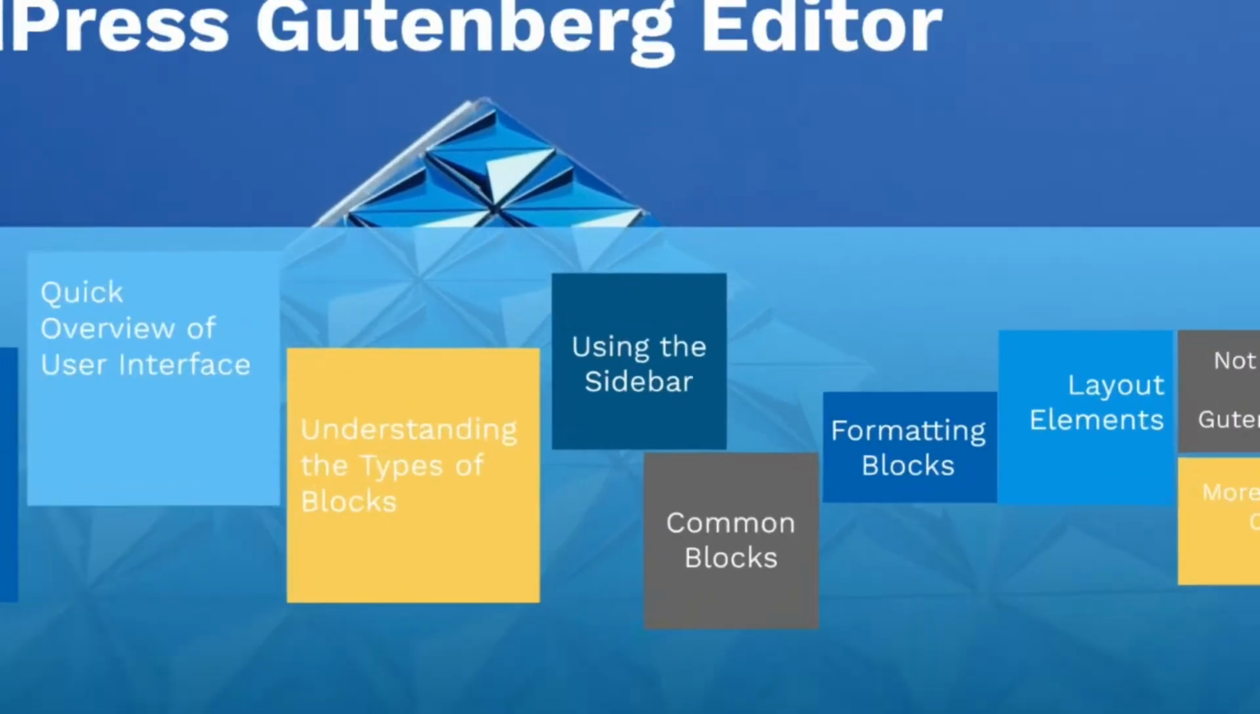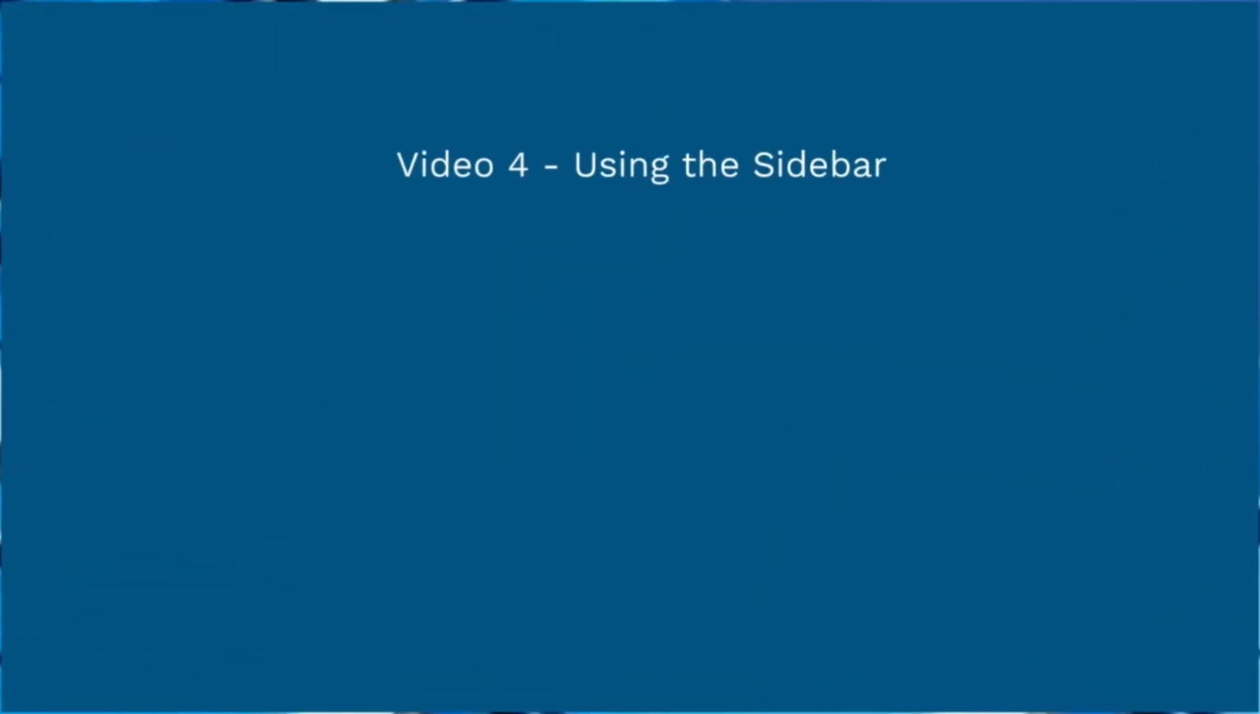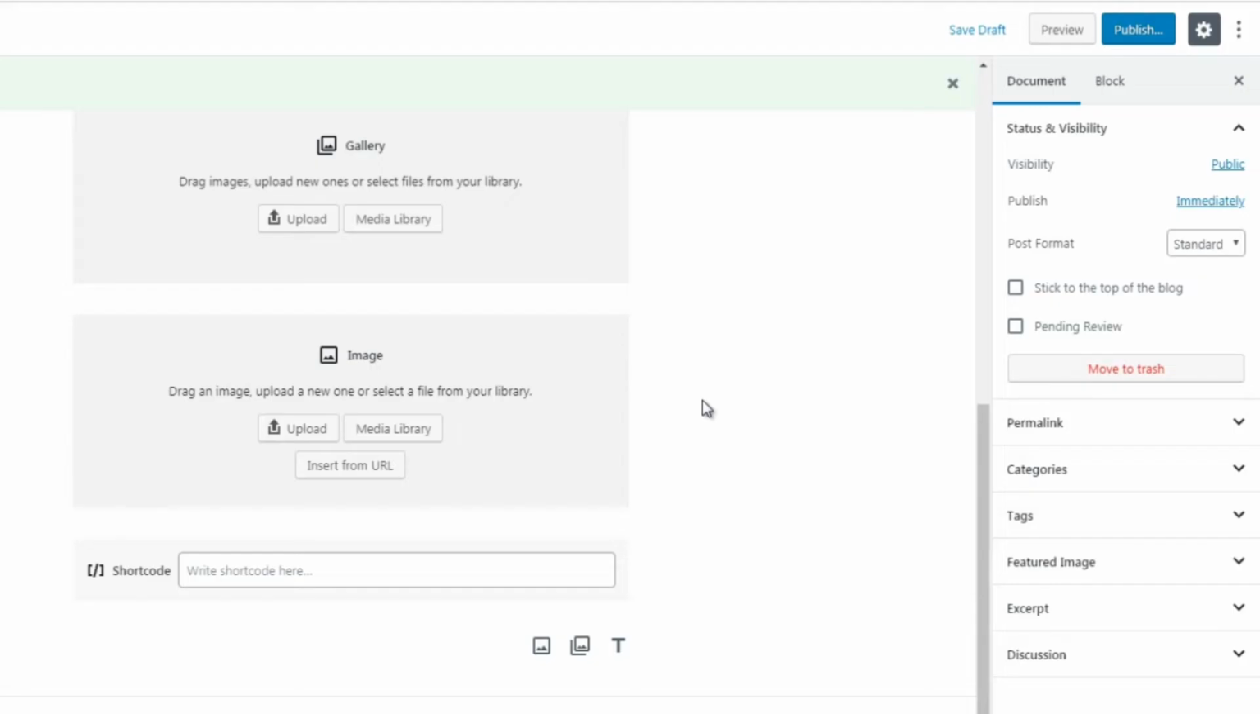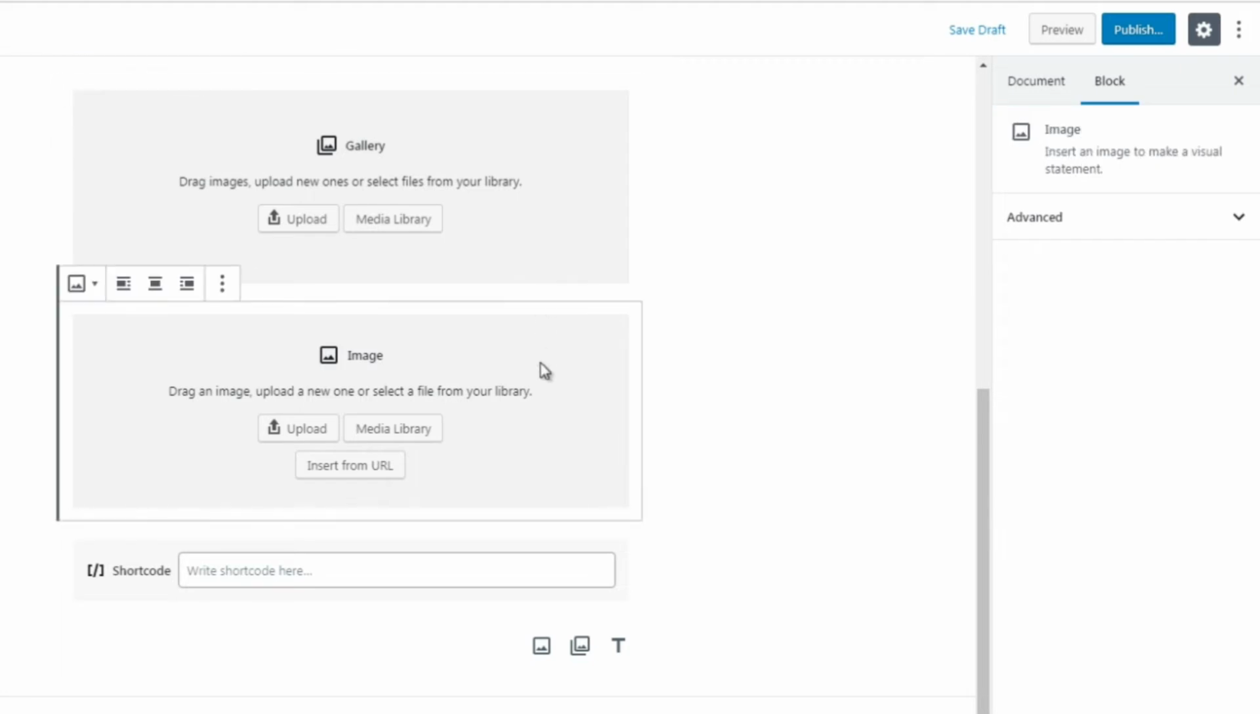Hello and welcome back. This is video number 4, using the sidebar. The sidebar for the Gutenberg editor is located to the right. So we're going to discuss the different features and what's available to you. Okay, so the sidebar is to the right, and as I briefly mentioned in the previous videos, upon editing certain blocks, you will see that the right-hand sidebar will change.